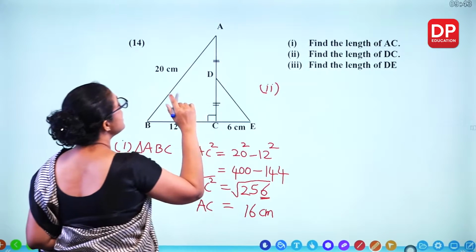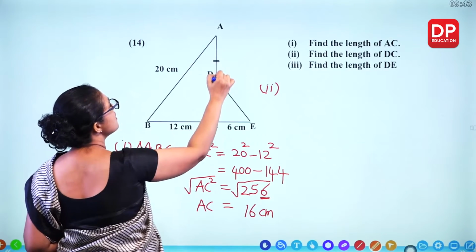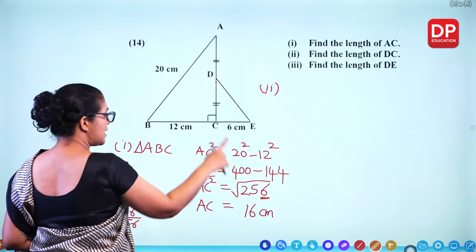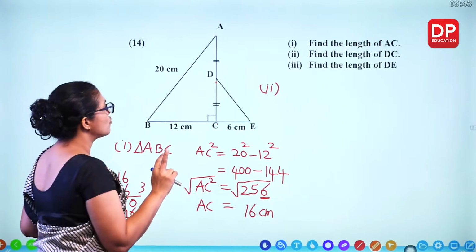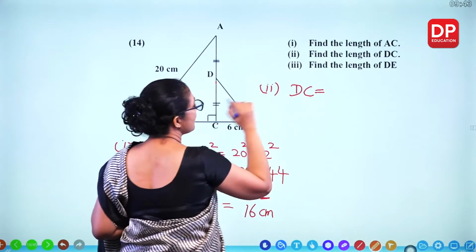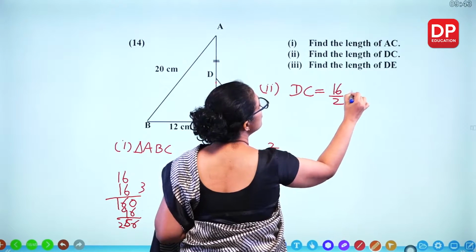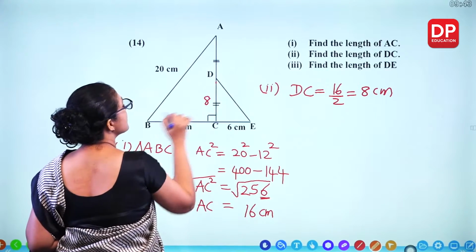Find the length of DC. Now can you see this length is equal to this length, but we found AC is 16. So 16 is equally divided. What's the DC value? 16 divided by 2, that's 8 centimeters. So this is 8.